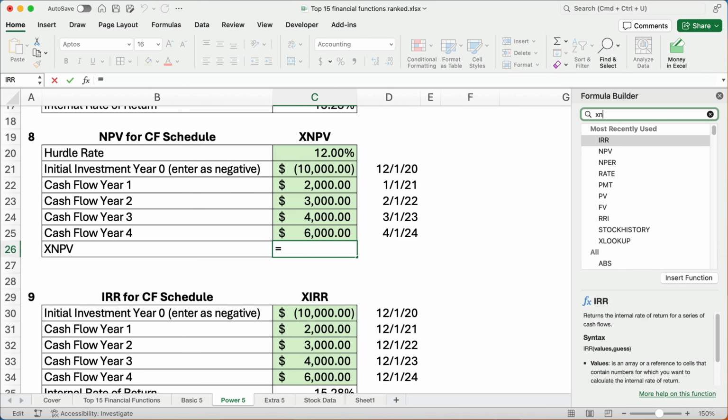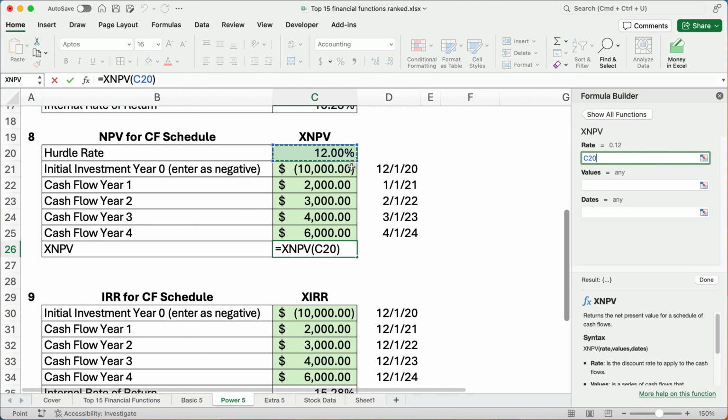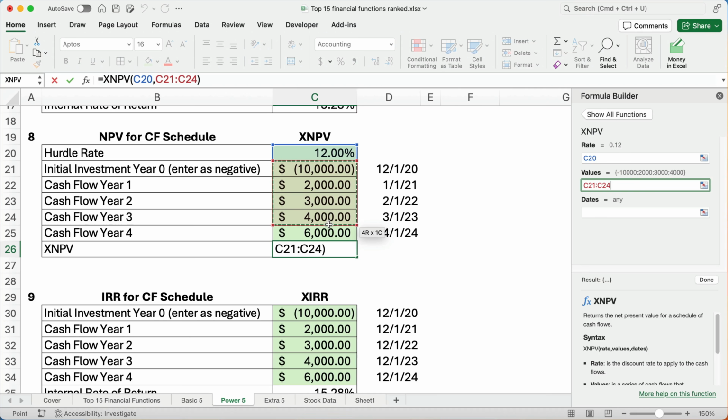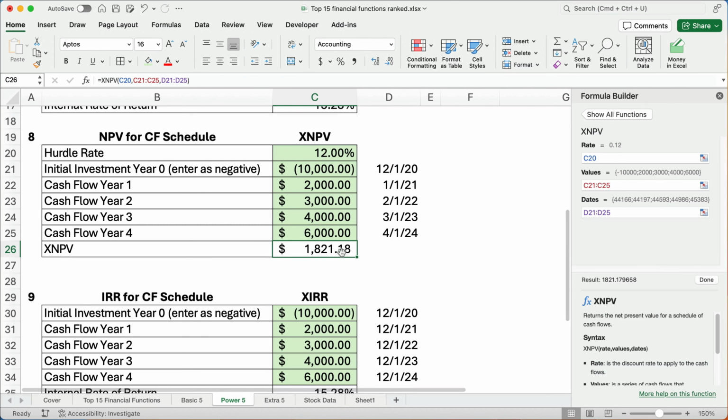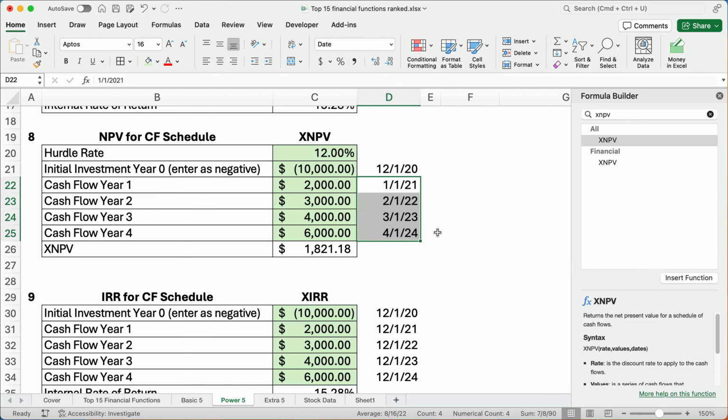Search for XNPV. So now we need to know the rate, which is 12%, the values, the dollar amounts, and then the dates. See, regular NPV just assumes annual years. The periods are the same every time. This one we can set different dates. And so it's based on the actual dates rather than an assumed equal periods. So the net present value in this case is 1821. We would accept the payments are occurring just a little bit faster than an annual basis.